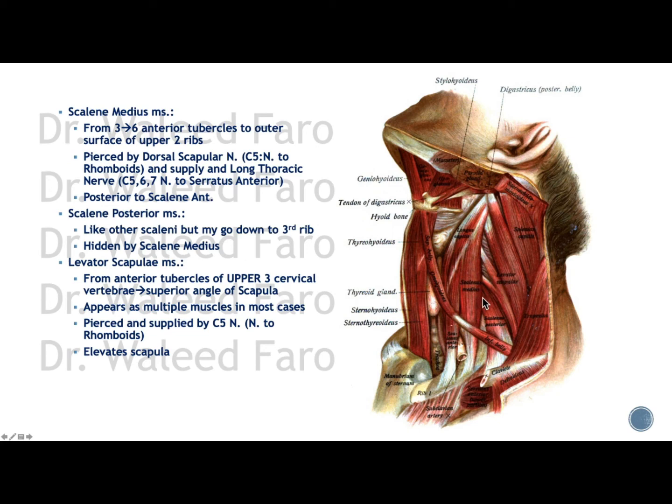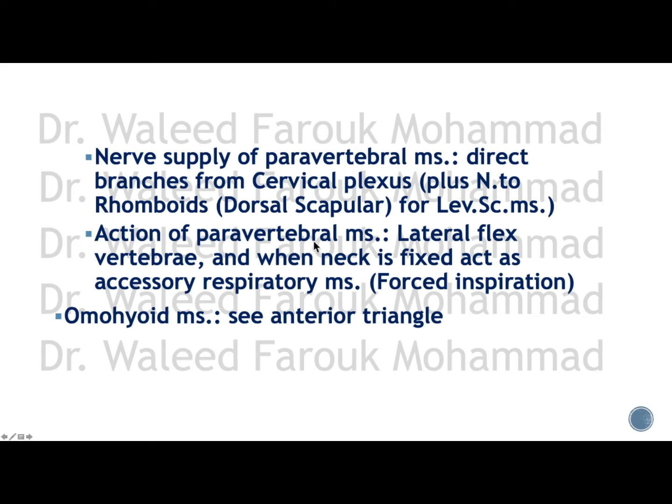The levator scapulae, remember that it looks like multiple muscles, and remember that it's pierced and supplied by the dorsal scapular nerve we talked about that comes out of the scalene medius muscle. Okay, so you have scalene anterior, scalene medius, scalene posterior, levator scapulae, and this is the splenius capitis. We're not talking about it because it's a muscle of the back. See, part of the semispinalis capitis is showing here. Okay, this is about the floor.